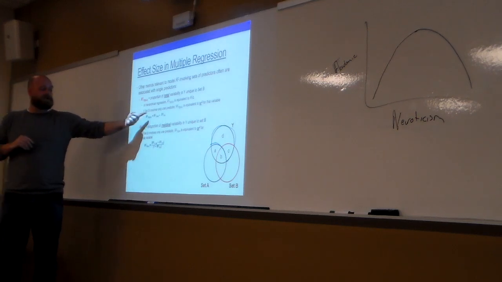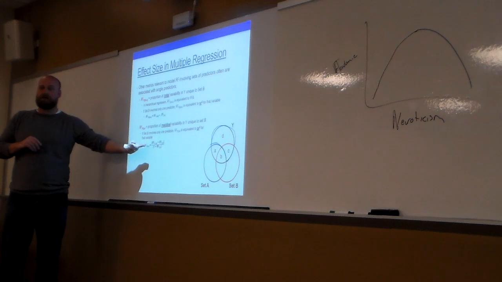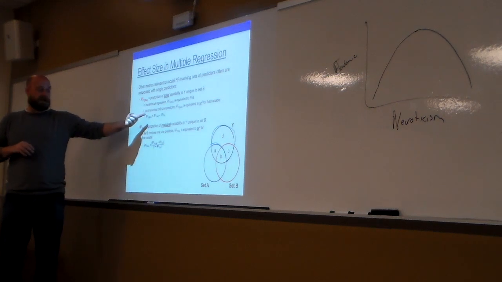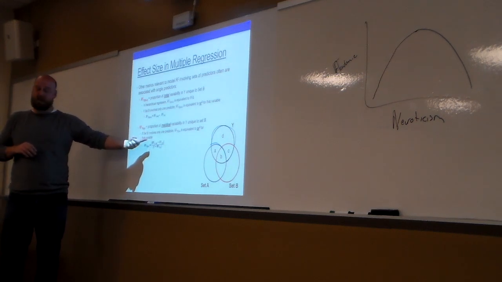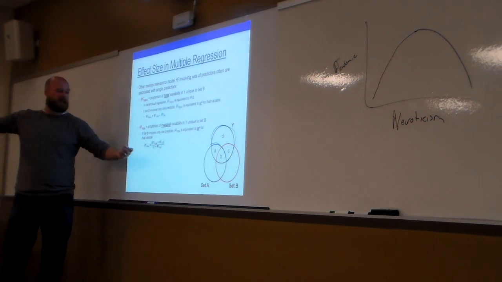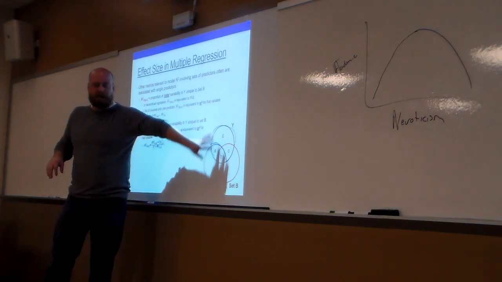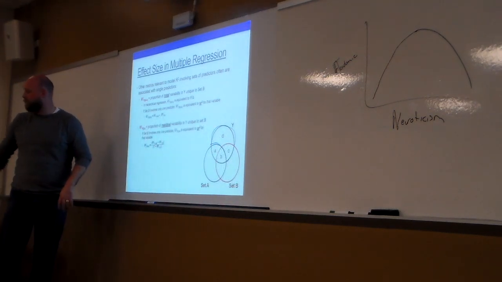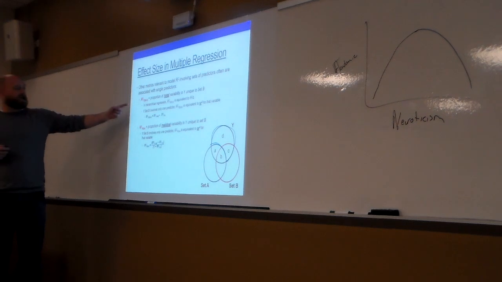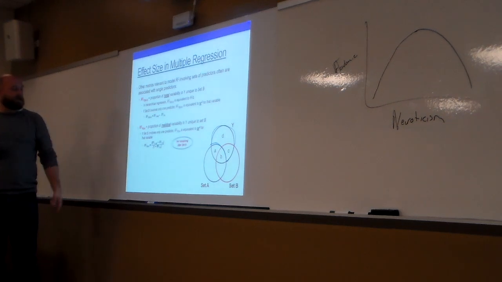Yeah, right. This is the total piece of the pie. This is just everything over the top of everything. This is what's unique to set B. This is unique over everything. This is what's unique to set B after we just take out all the stuff that's left over after set A. So this is like our semi-partial correlation. This is like our partial correlation, right?